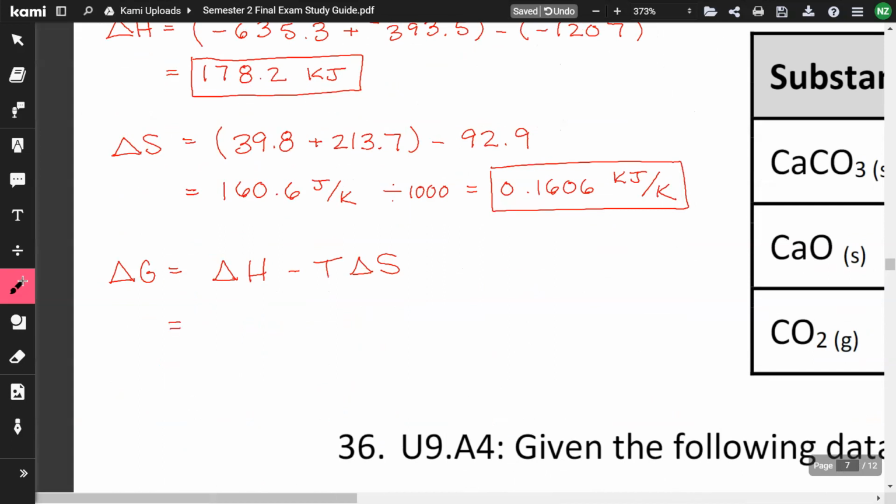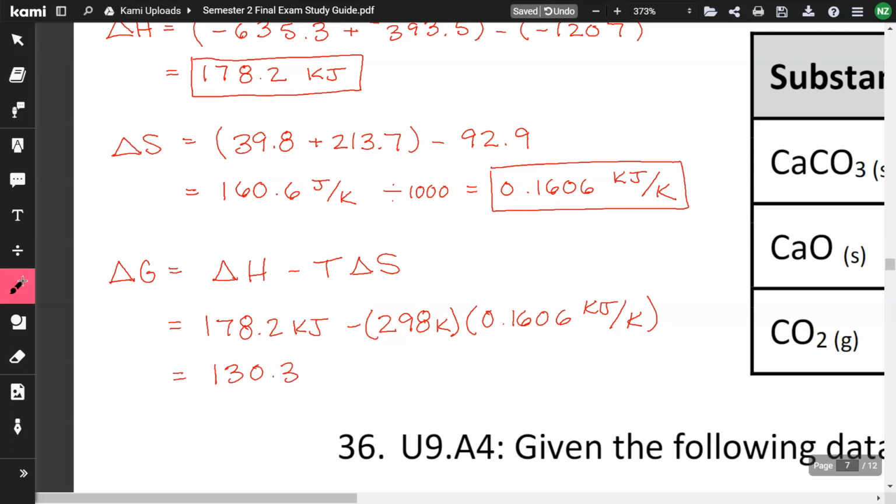We plug everything in. So delta H is 178.2 kilojoules, 298 Kelvin, and then 0.1606 kilojoules per Kelvin. You multiply that all together and you get 130.3 kilojoules.